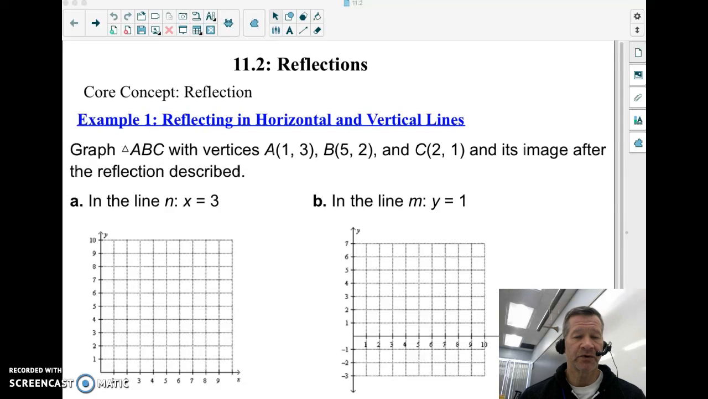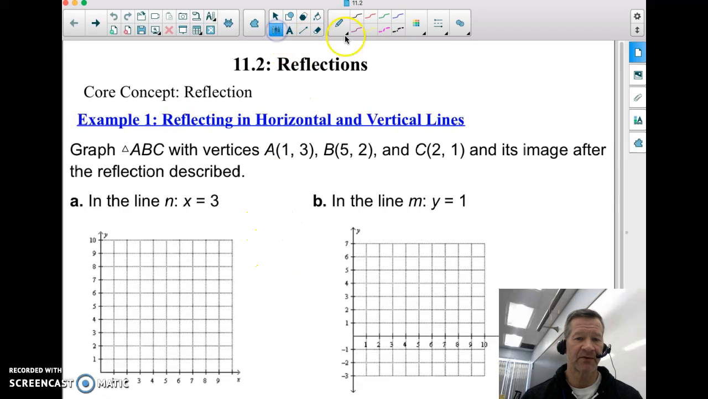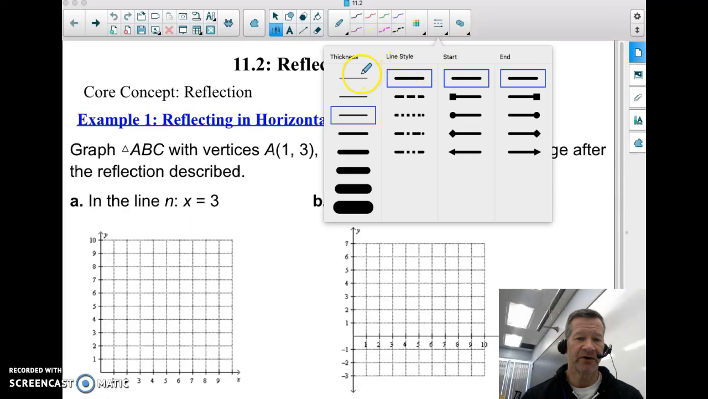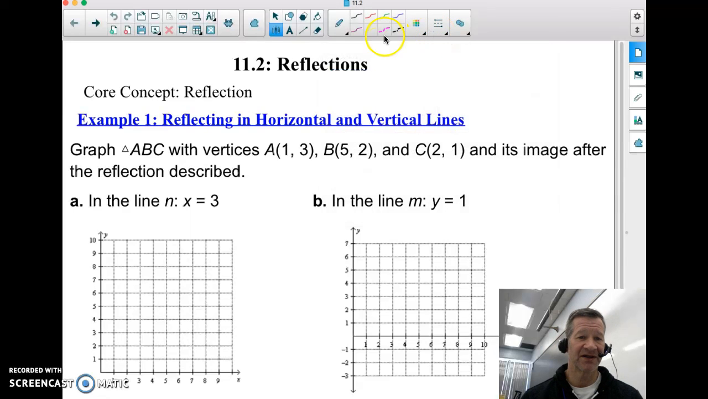Section 11.2, we're going to talk about one particular type of transformation, and that is reflections. So a reflection, we're going to do a couple of them here in example one. When we talk about reflections, we usually are going to reflect objects over a line. In this case, we have a triangle ABC with known vertices, and we want to graph those vertices and its image after the reflection that's described.